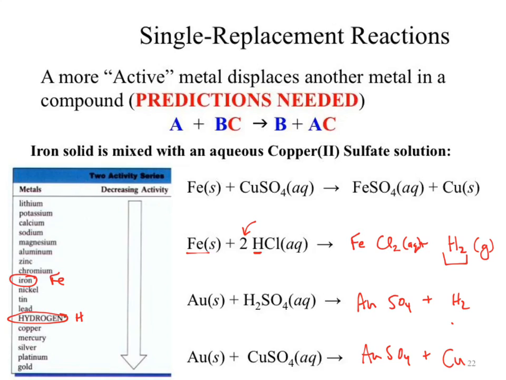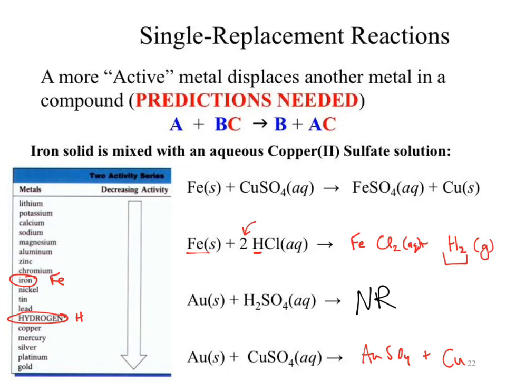Where's gold relative to hydrogen? It's lower on our activity series, which means which element would rather be in a compound? Hydrogen. Where is hydrogen in a compound? In the reactant, it starts in the compound, which means the overall reaction in this case is no reaction for that first one, or that third example.